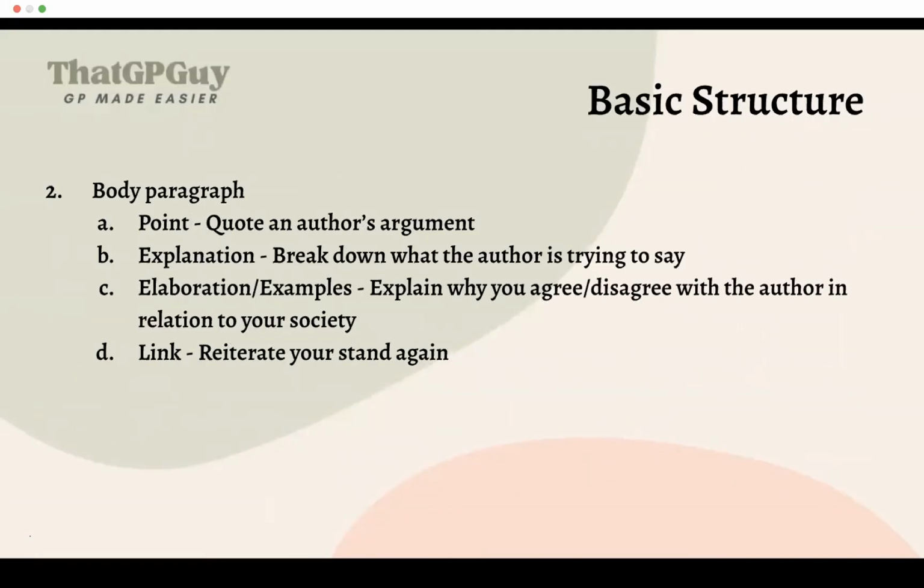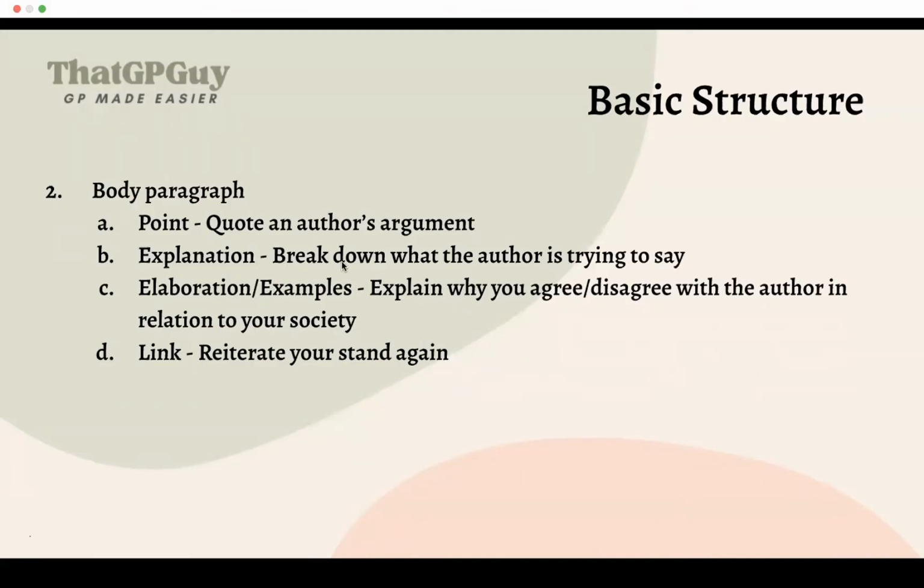Now, as for the basic structure of an AQ body paragraph, it's actually very similar to the essay. Okay, PEEL paragraph again. There's always the PEEL paragraph structure that is adopted for essays in A levels for GP. So you realize that in the first sentence you should be quoting the author's argument. Okay, establish what it is that you agree or disagree with. After you have quoted it, break down what it's trying to say.